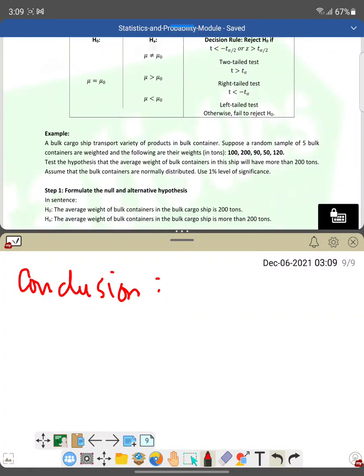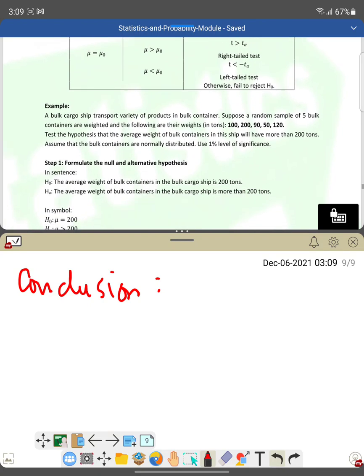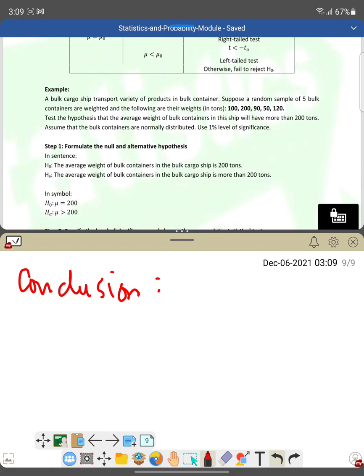Either it's going to be a z-test or a t-test. So, example: a bulk cargo ship transports a variety of products in bulk containers. Suppose a random sample of 5 bulk containers are rated with the following weights.